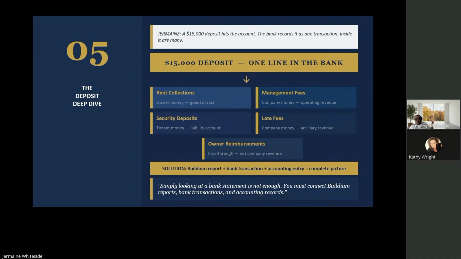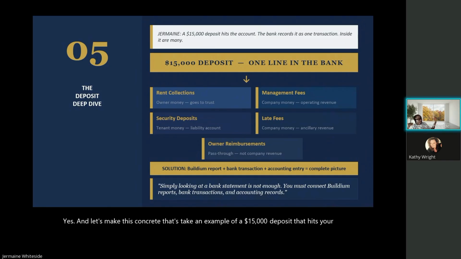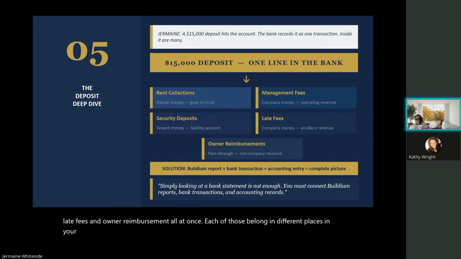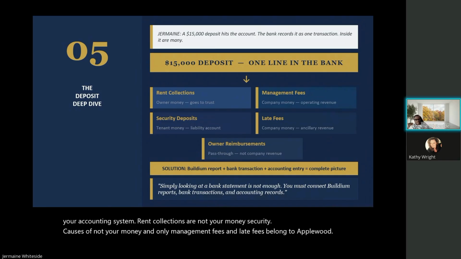Yes. And let's make this concrete. Let's take an example of a $15,000 deposit that hits your bank account. One line, the bank is happy. It's really happy. It's a recorded deposit. But inside that deposit are likely rent collection, management fees, security deposit, late fees, and owner reimbursement all at once. Each of those belongs in a different place in your accounting system. Rent collections are not your money, security deposits are not your money, and only management fees and late fees belong to Applewood. Exactly. Now I know that.